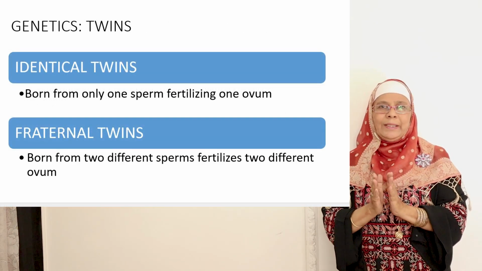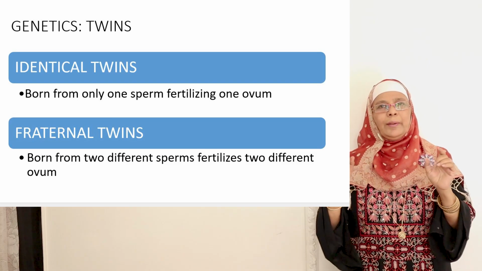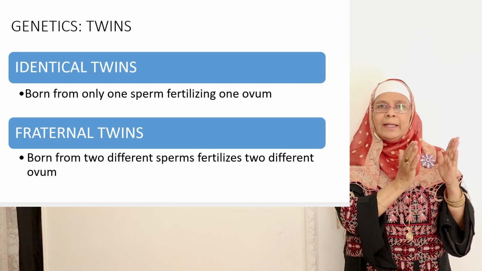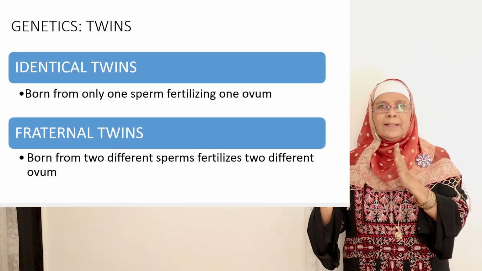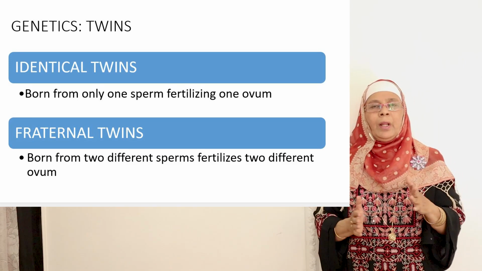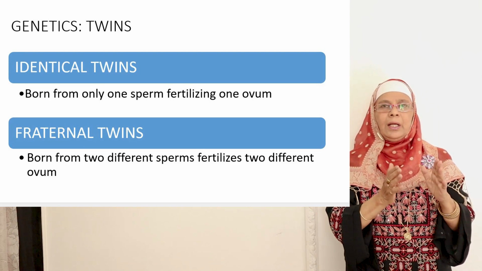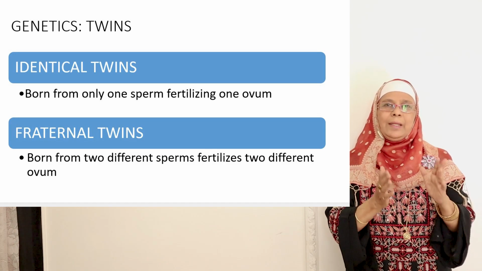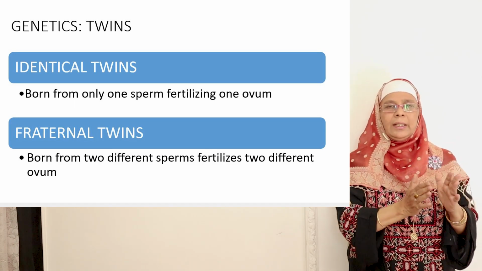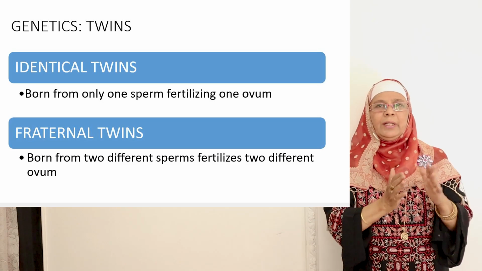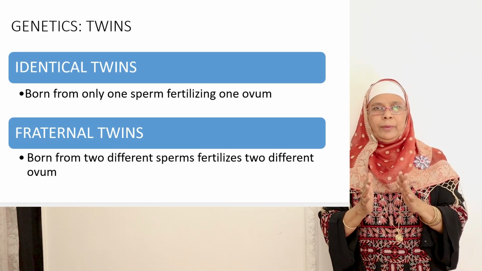Next stage is twins. There are two types of twins. One is identical twins and second is fraternal twins. Identical twins are those twins who look the same. If one is a girl, the other has to be a girl.